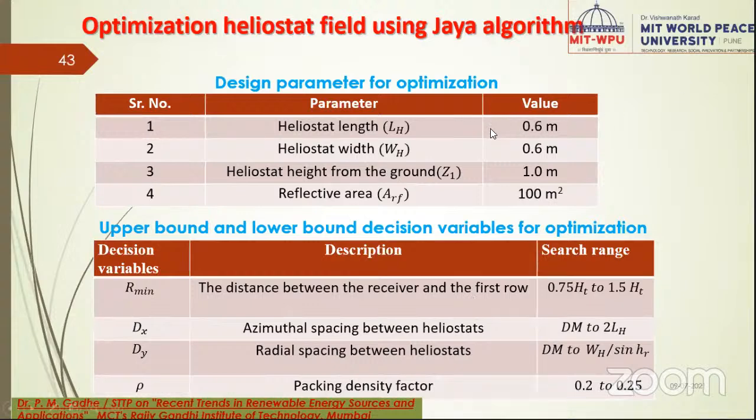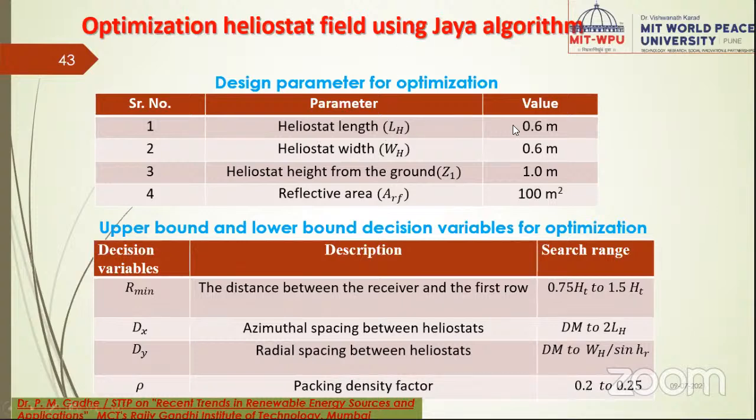The position of the heliostat should be proper. There should not be any shadowing and blocking, and there should not be the shadow of the tower. The cosine losses should be minimum. Based on that, we have optimized our heliostat field for 100 meters square.